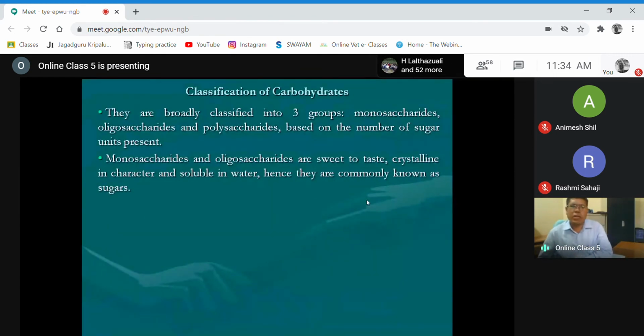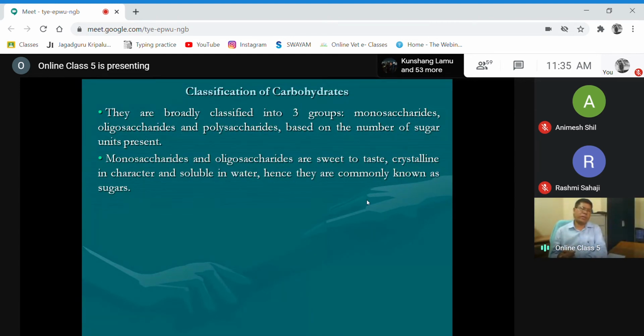Then classification. Carbohydrates are broadly classified into 3 groups: the monosaccharides, oligosaccharides, and polysaccharides, based on the number of sugar units present. So based on the monomer unit present, we can classify all these carbohydrates into 3 groups. The monosaccharides are the simplest form of the carbohydrates. They cannot be further degraded, or further hydrolyzed to produce other carbohydrates. So they are the simplest form.